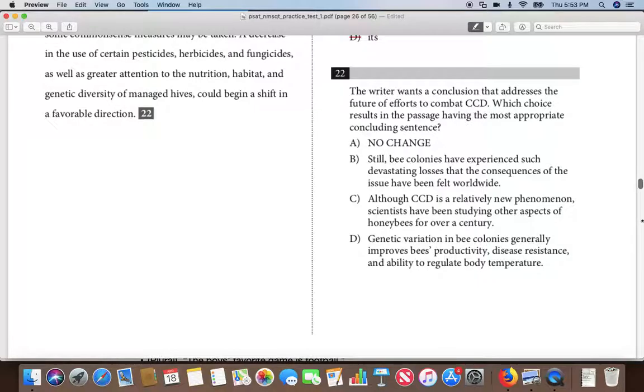The writer wants a conclusion that addresses the future efforts to combat CCD. Which choice results in the passage having the most appropriate concluding sentence? Okay, super specific question here. Very specific. What answer choice are we looking for, Ava? One that addresses the future efforts to combat CCD. Yes, very, very specific. It's not just which one you like the best. No, we've got to find the conclusion that addresses the future efforts to combat CCD.